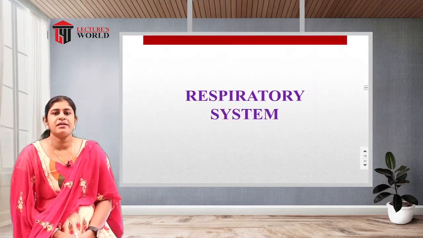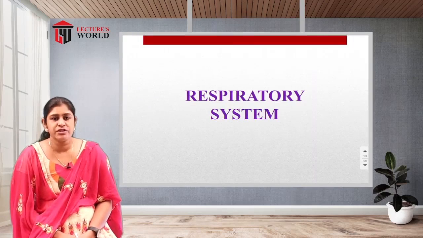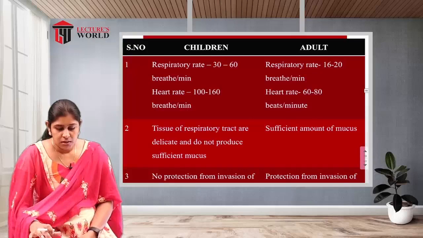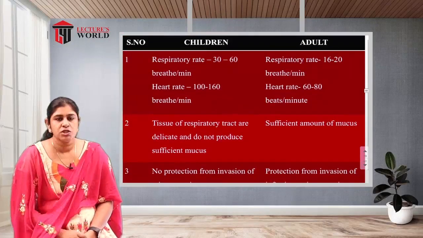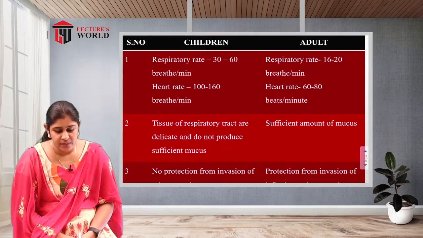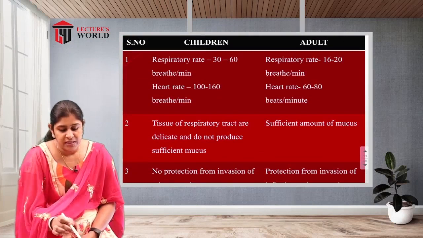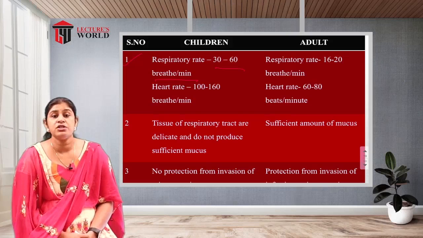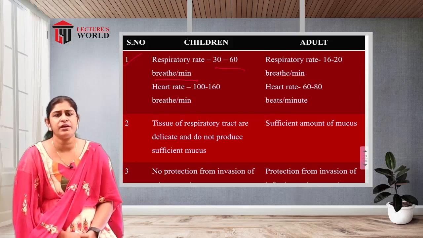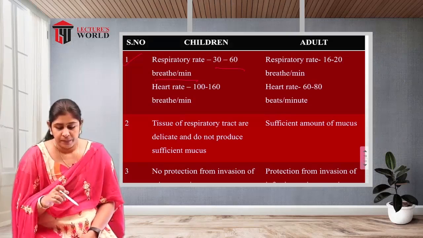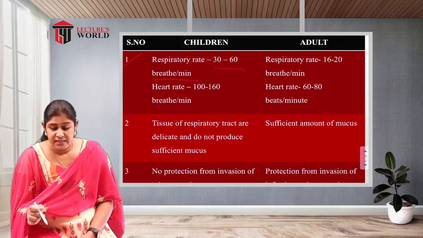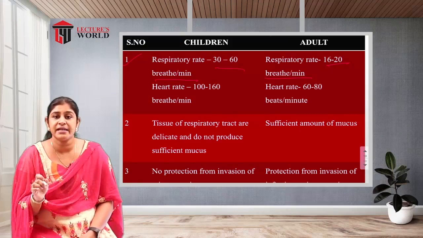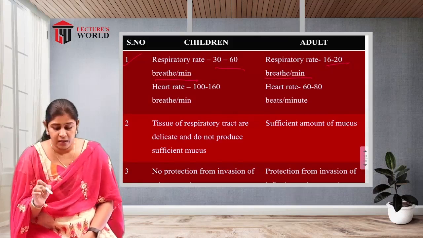Next comes the respiratory system. So next we are going to deal with the respiratory system. The difference between children and adults in the respiratory system is the respiratory rate: 30 to 60 breaths per minute in children, whereas in adults it is 16 to 20 breaths per minute.